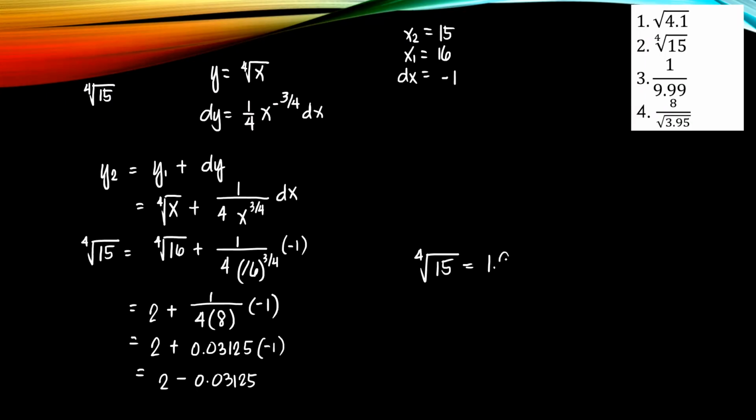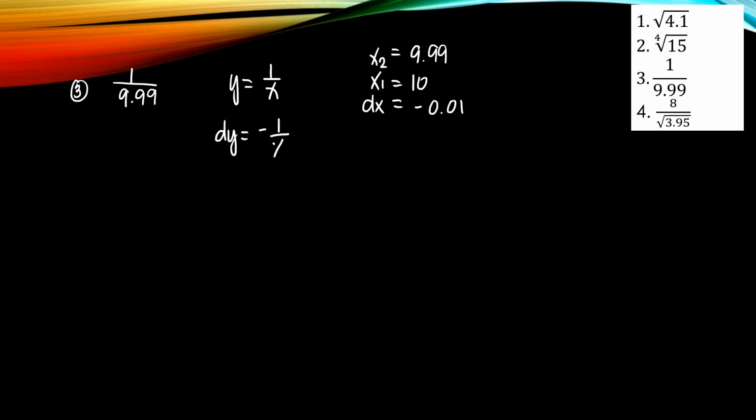1.96875. So 1.96 approximately. Correct? Okay. Now, let's try a third one. Number 3. In number 3, I gave you 1 over 9.99. We know that an exact one would be 10, because 1 over 10 is 0.1.